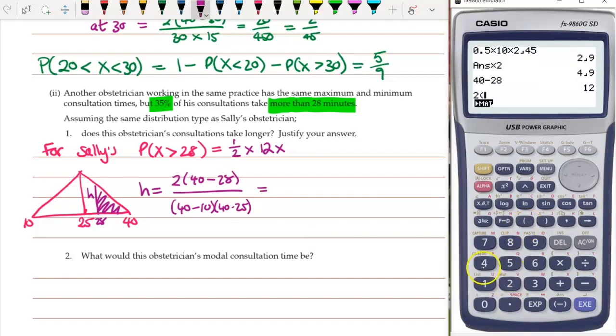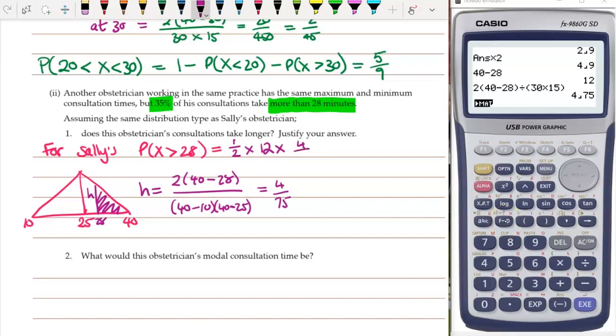So we're going to have 2 times 40 minus 28 divided by 40 minus 10, which is 30, times by 40, that's a minus there, not a point, minus 25, which is 15. So our height is 4 over 75. So we pop that into here. That times 12 and divided by 2 is 8 out of 25, or 0.32. So this other obstetrician's consultations are more likely to take longer because he's got a 35% chance of going more than 28 minutes, whereas Sally's has only got a 32%.